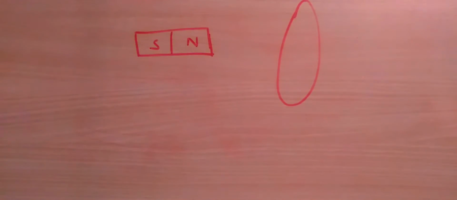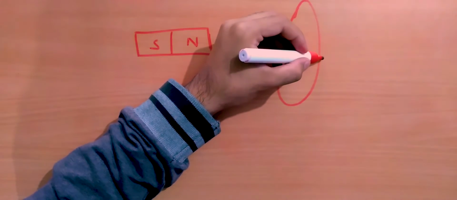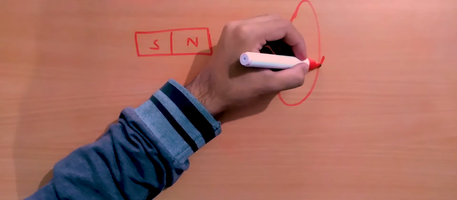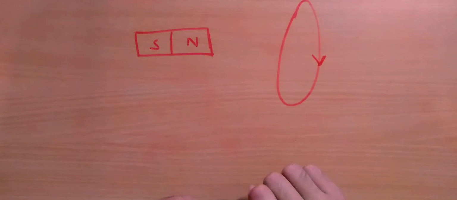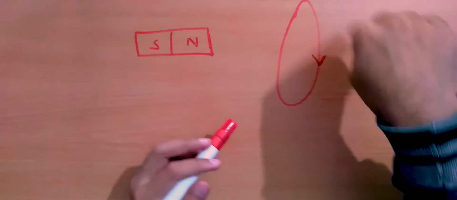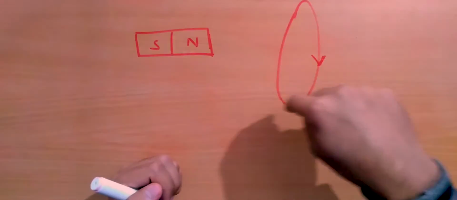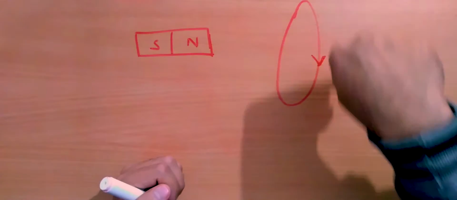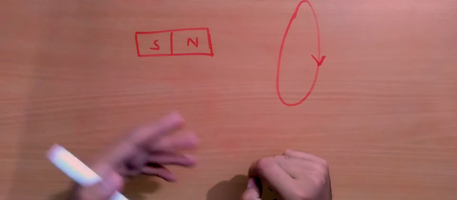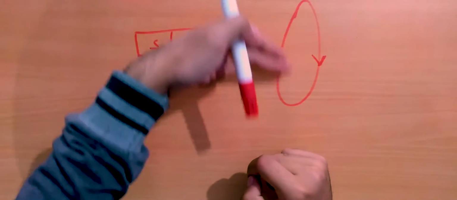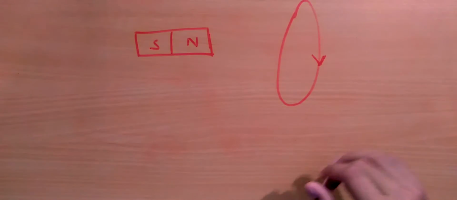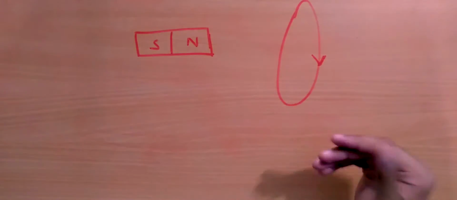Now due to that, let us assume for now that we get a clockwise current, right? So this is the clockwise direction, so we get a current in this direction. So as I bring this closer, the flux through this increases, and we get a current in this direction. I'm assuming that for now. Now let's check if our assumption is correct or not.